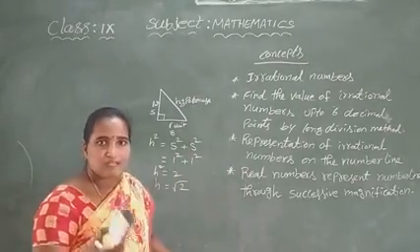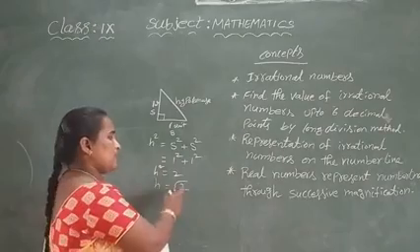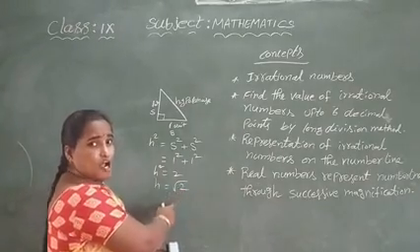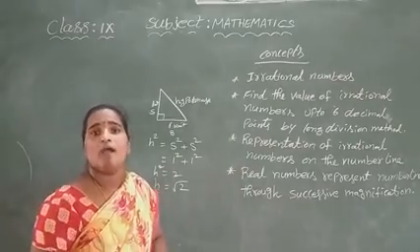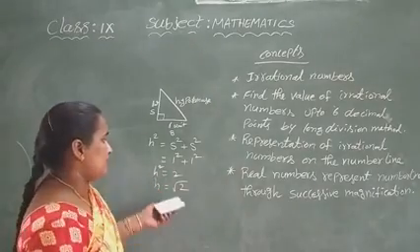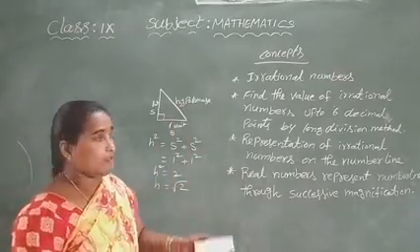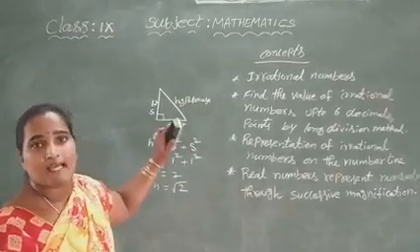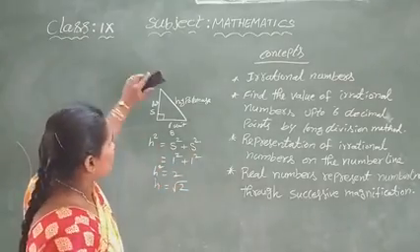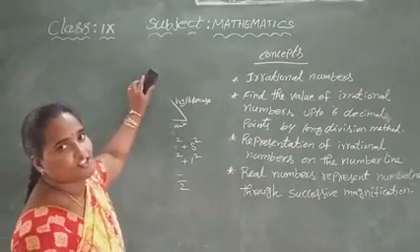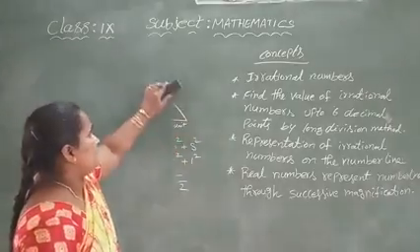We cannot express it in the form of p by q. Root 2 is not expressed in the form of p by q. That's why root 2 is an irrational number. Okay? This is Pythagoras theorem. We will learn it in 10th class, next class also. I will briefly explain here.